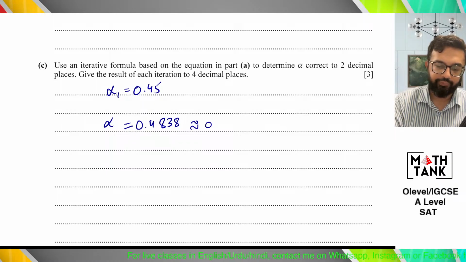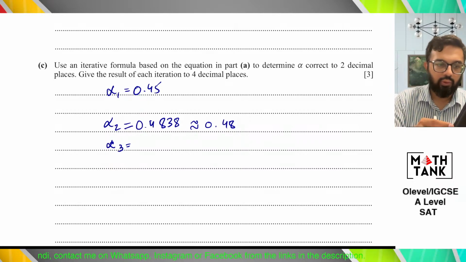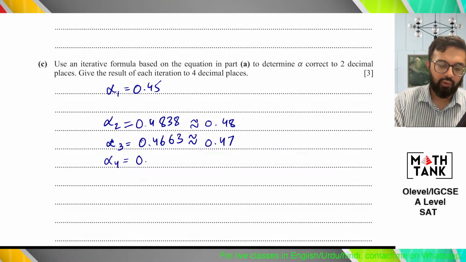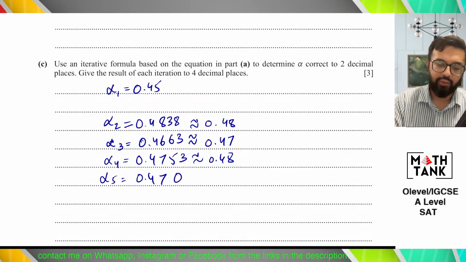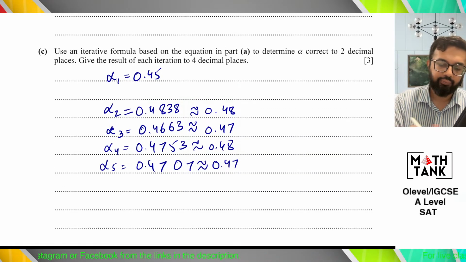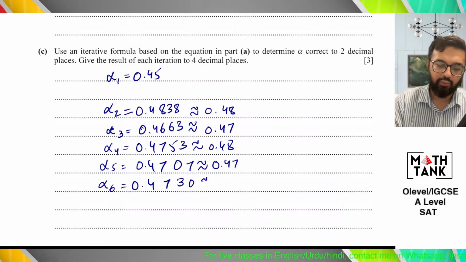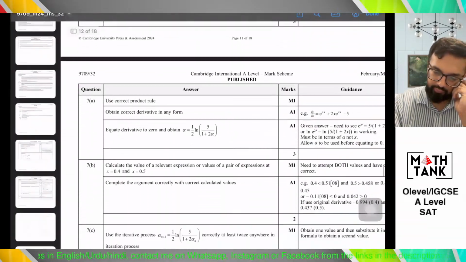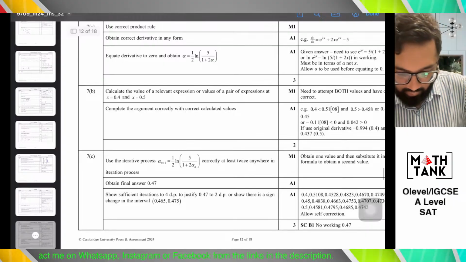So 0.4838, 0.4663, 0.4753, 0.4707 and 0.4730. Okay, so alpha is 0.47. Okay. Yeah.